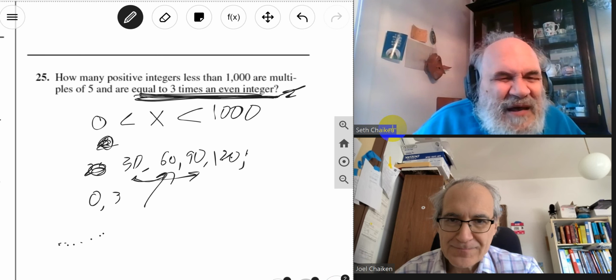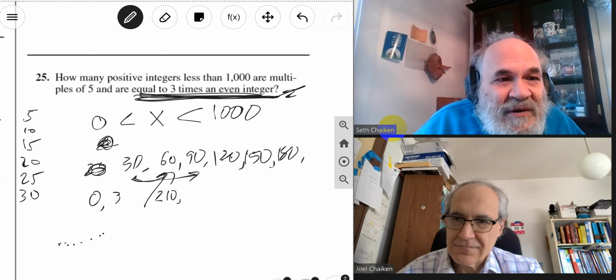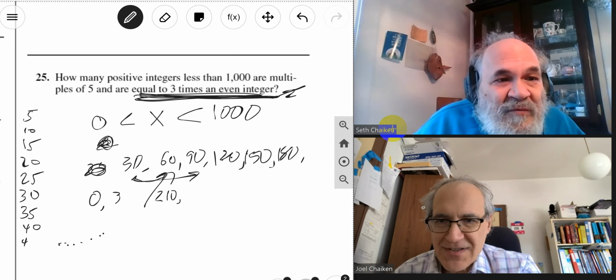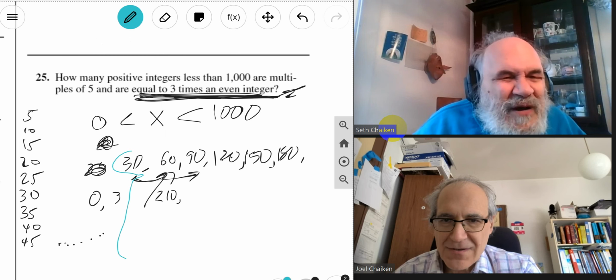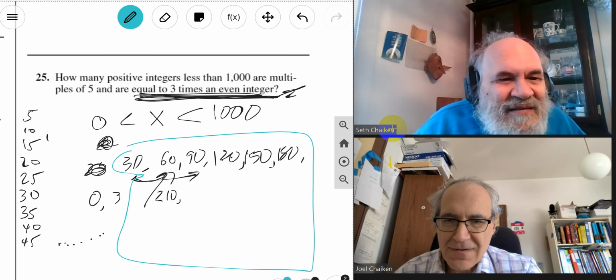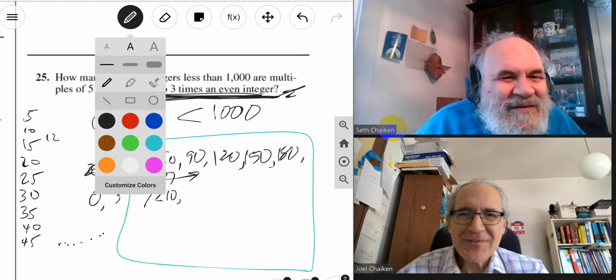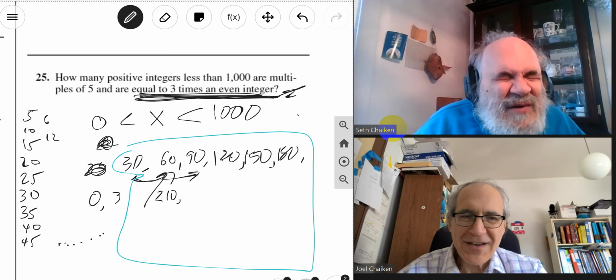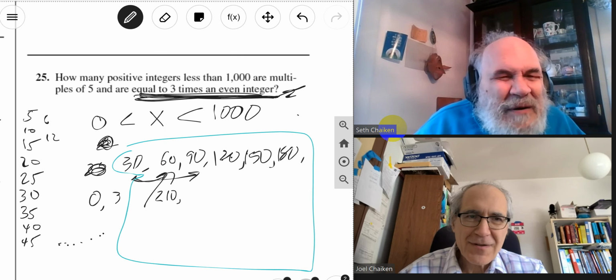So the multiples of 5 that are greater than 0 are 5, 10, 15, 20, 25, 30, 35. No, we're done. 40, we know the answer. 45. And then the multiples of 6 are 6, 12. We know they're multiples of 30. You don't have to do that anymore. We don't have to do the analysis. It's multiples of 30.